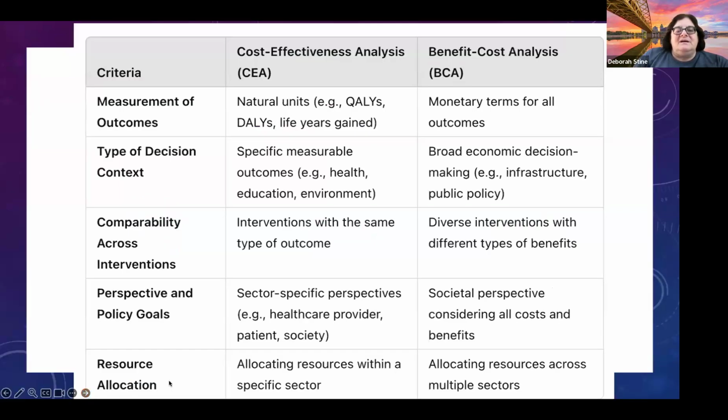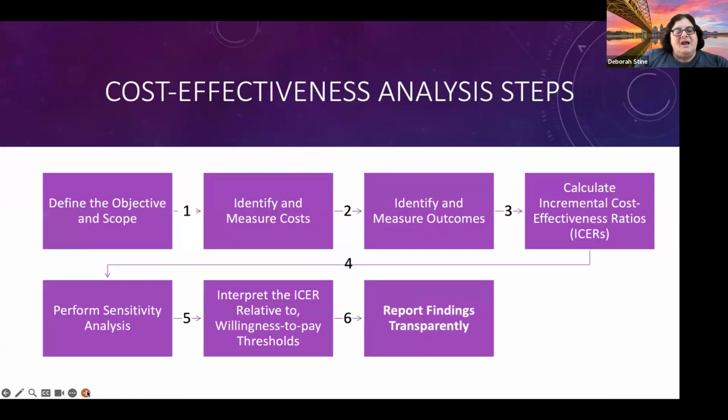You'll see here a comparison of the two, looking at how they measure outcomes, the context of the decision, the comparability, the perspective, the goals, and the resource allocation. In cost effectiveness analysis, you define the scope, identify and measure the cost and the outcomes, and then you calculate this thing called the incremental cost effectiveness ratio. Again, you perform the sensitivity analysis, and then you interpret it relative to the willingness to pay threshold that's determined by policymakers, and then you report the findings.